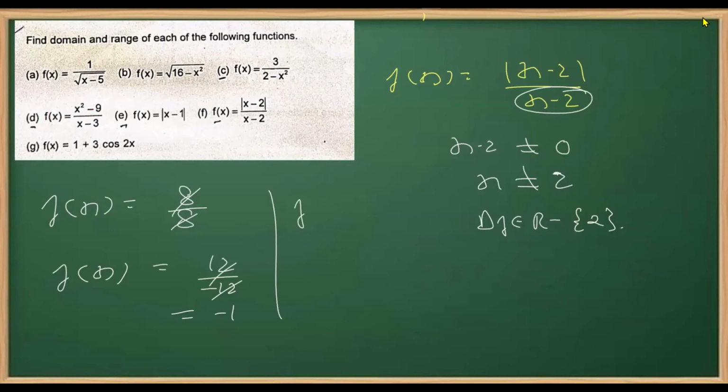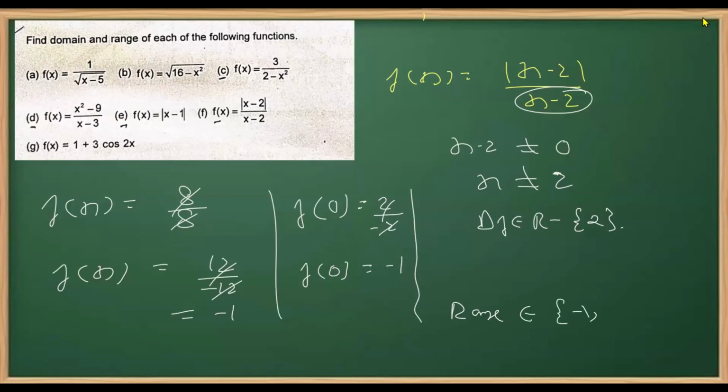Now let's check for some other values. Let's say if I take f(0), so it's going to be positive 2 in the numerator and negative 2 in the denominator. So it comes out again as minus 1. So you'll figure out by placing some other values also, the range will either come as 1 or minus 1. So we'll say that the range in this case is just two elements, that is minus 1 and 1.